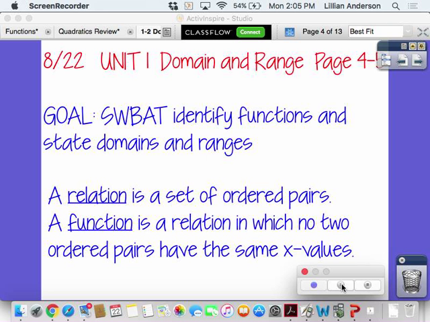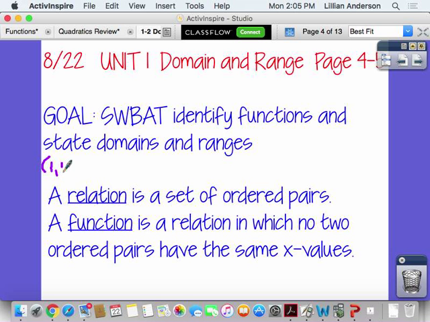So a relation is a set of ordered pairs. Okay? You guys know ordered pairs. You've been dealing with them ever since you learned about plotting points. Okay? Ordered pair like (1, 1), (-2, 5), so on and so forth. Okay? A relation is a set of ordered pairs. So multiple ones together.